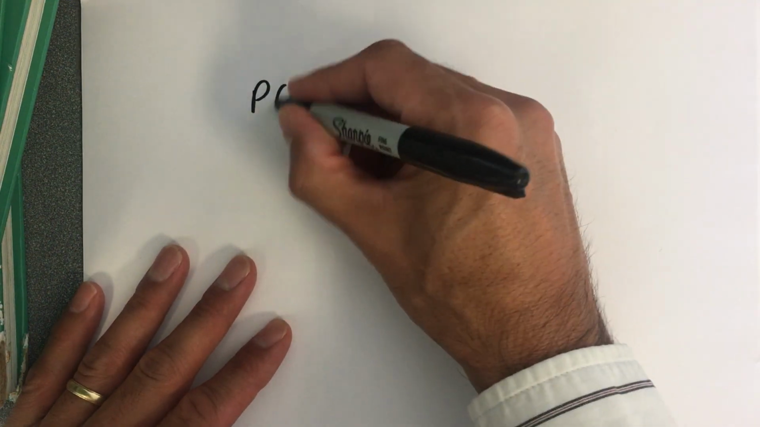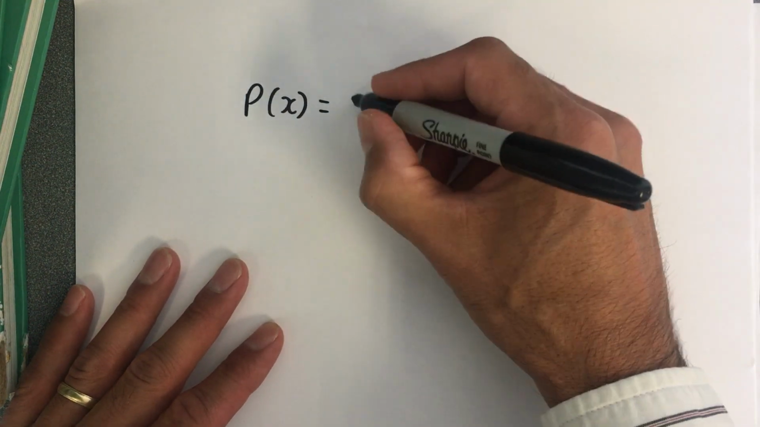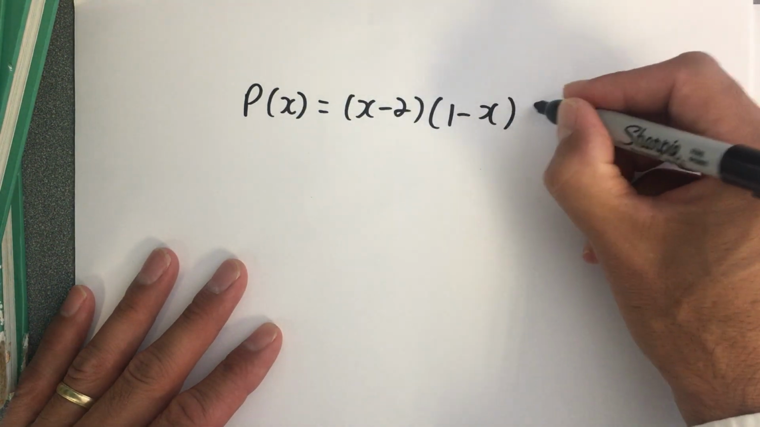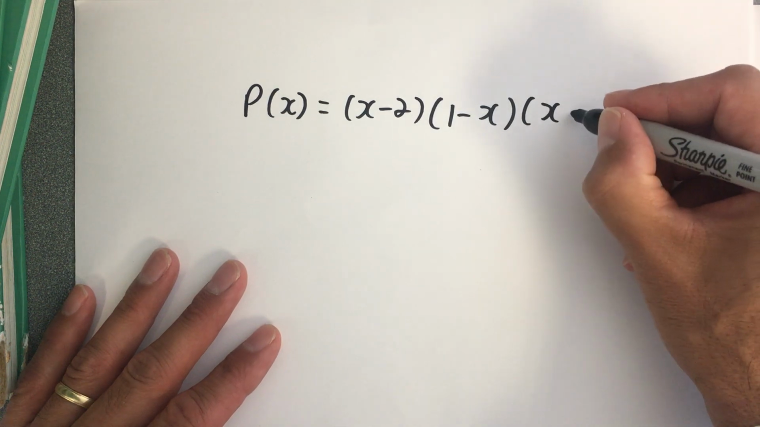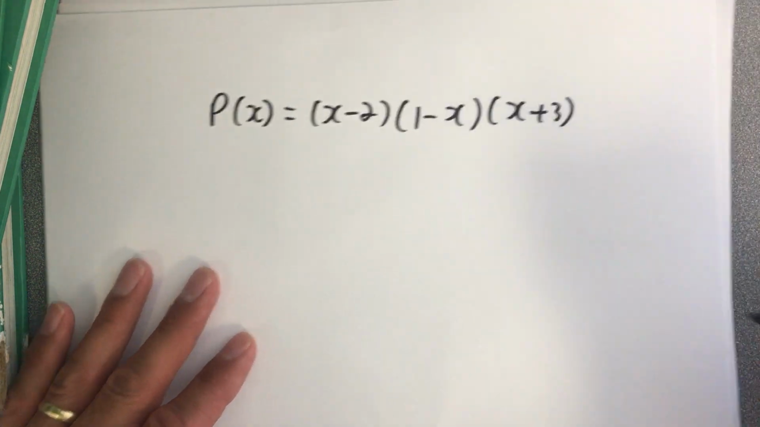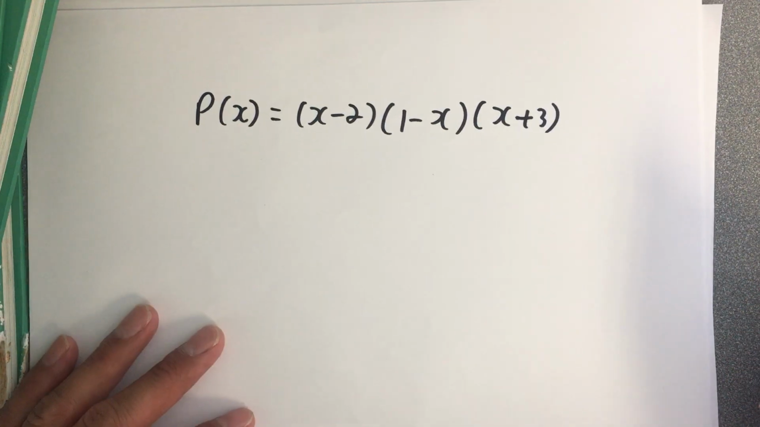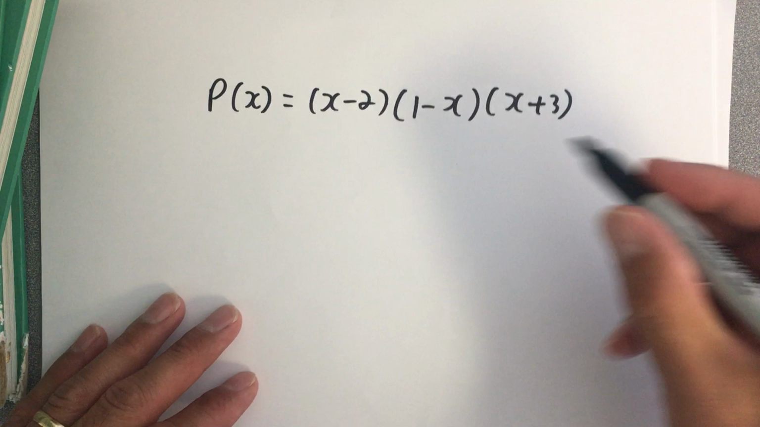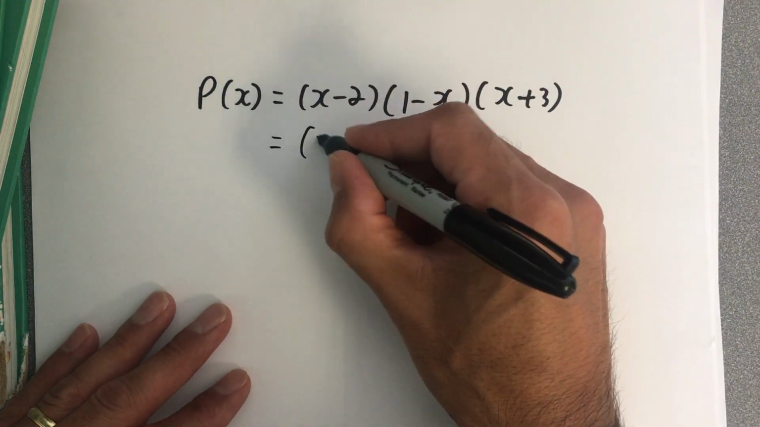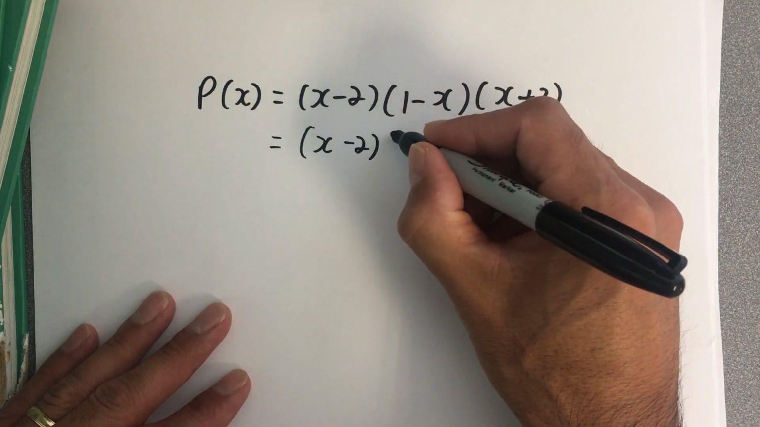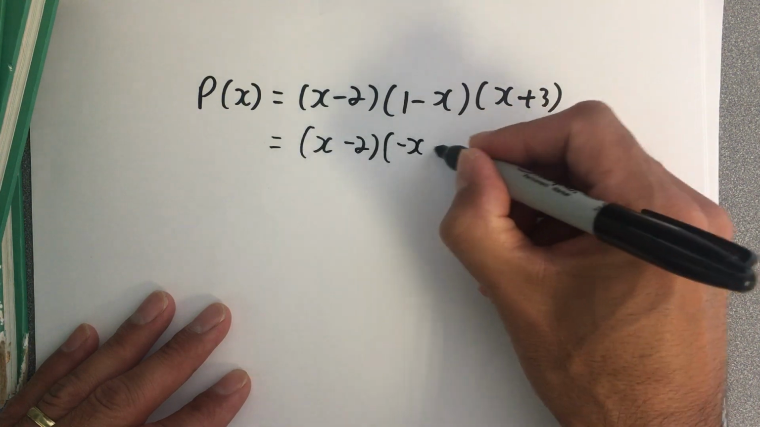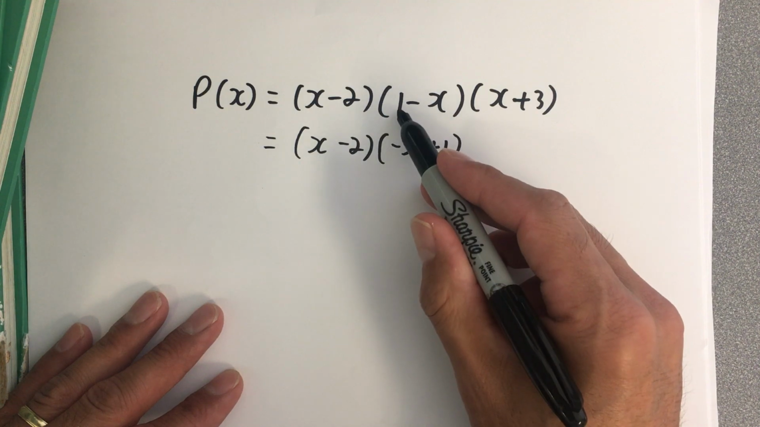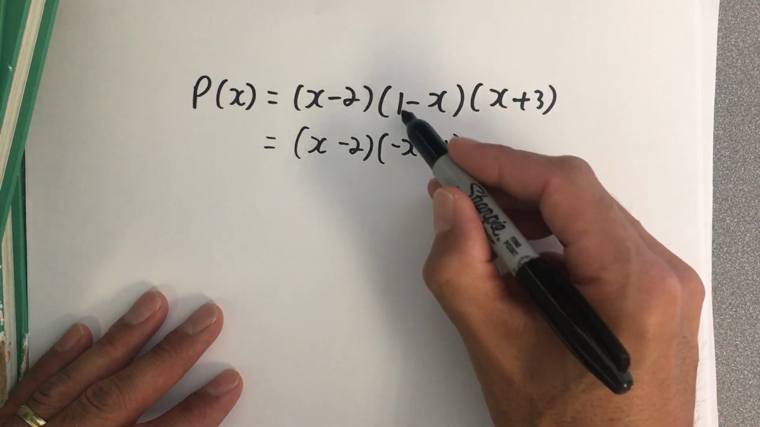Our polynomial is x minus 2 times 1 minus x times x plus 3. Now the first thing I'm going to do to better understand this is rearrange it so that I've got the x at the front of each of the factors. Notice I've got minus x at the front, and then that 1 still has to be added because it's positive here.